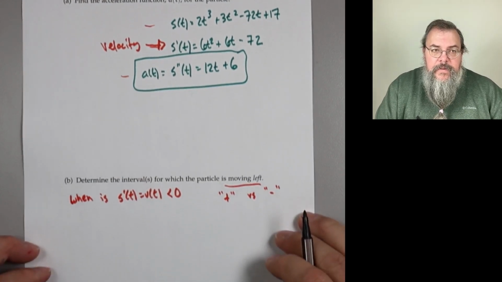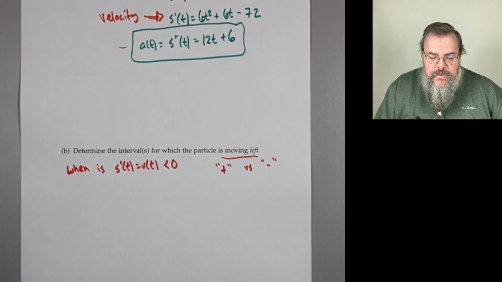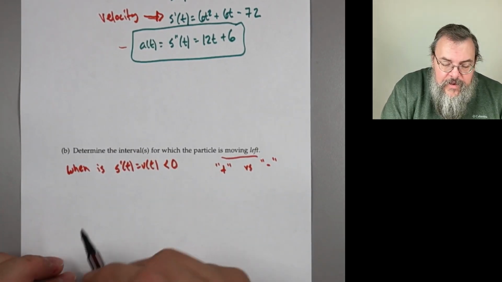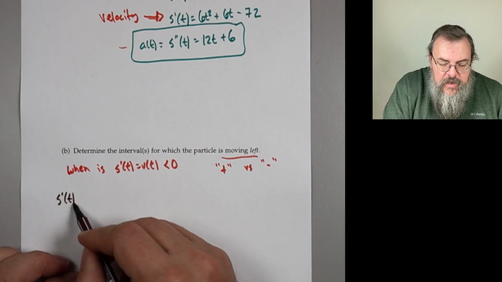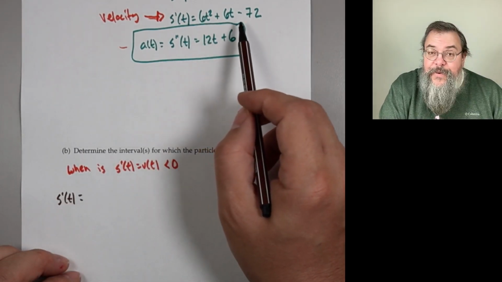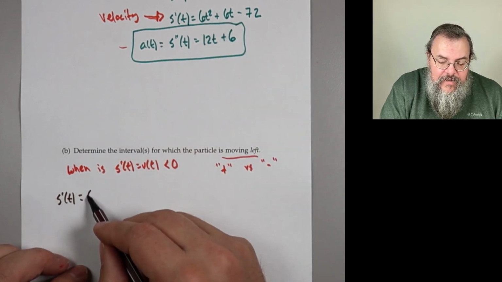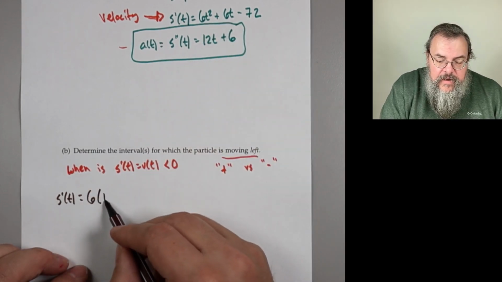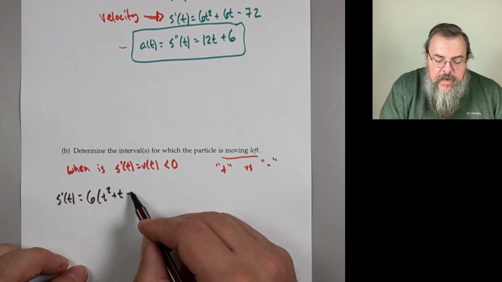So let's give ourselves a little bit of space. We'll make sure we still see our velocity function. All right, so let's look at our velocity function. So we have s prime of t. Well, notice somehow suspiciously it looks fairly nice. So we say, all right, factor out a 6. And that becomes t squared plus t minus 12.